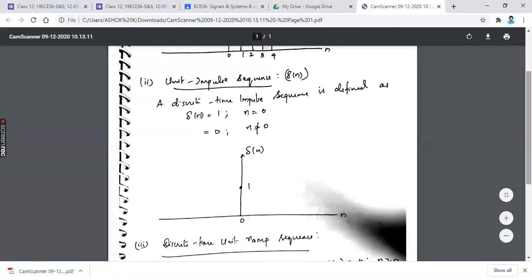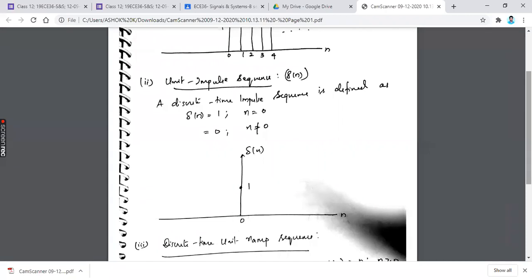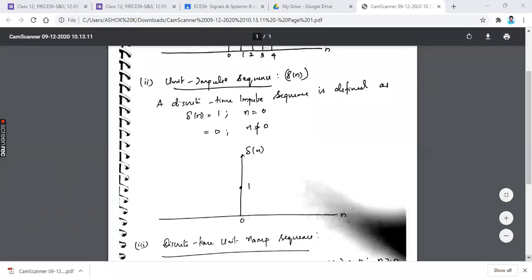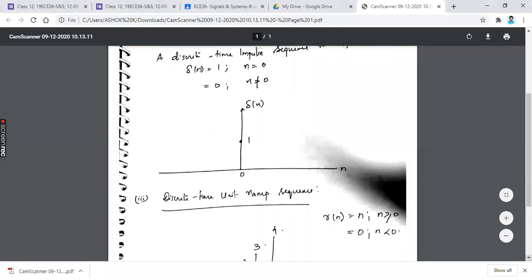Right? Take down the figure and the definition. The definition is that it is defined only for n equal to 0 and its value is 1. For all other instances of time, it is 0. So this is known as the discrete impulse sequence, or unit impulse sequence. Why is it known as unit? Because its amplitude is 1. If its amplitude is not 1, then we can't put unit there; we should specify only impulse sequence. If you specify unit impulse sequence, it is understood that its amplitude is 1. Have you taken down?